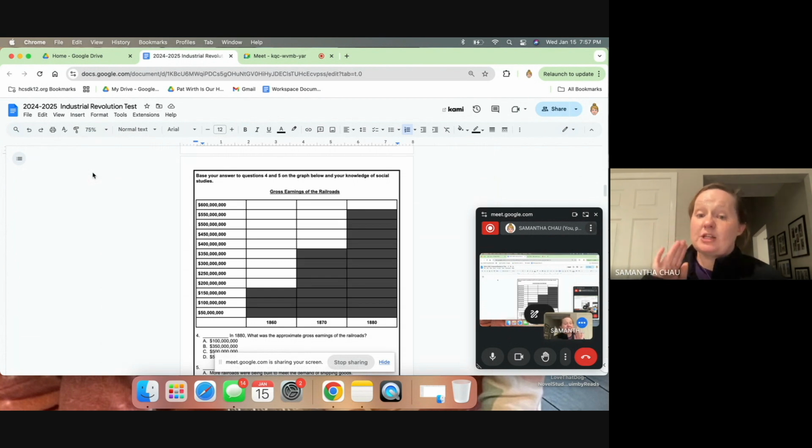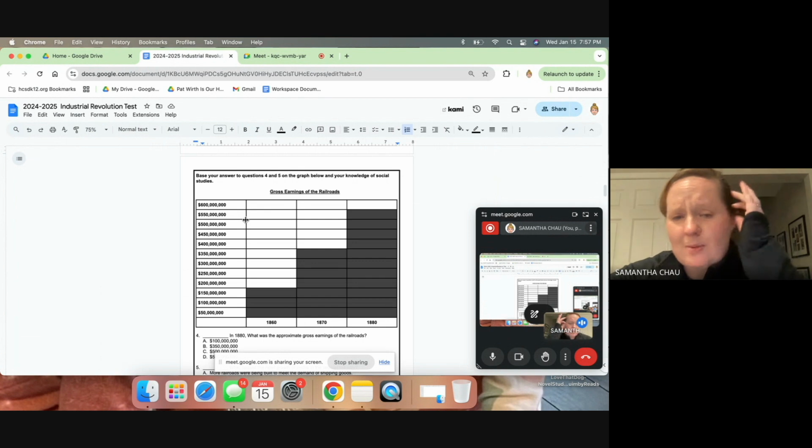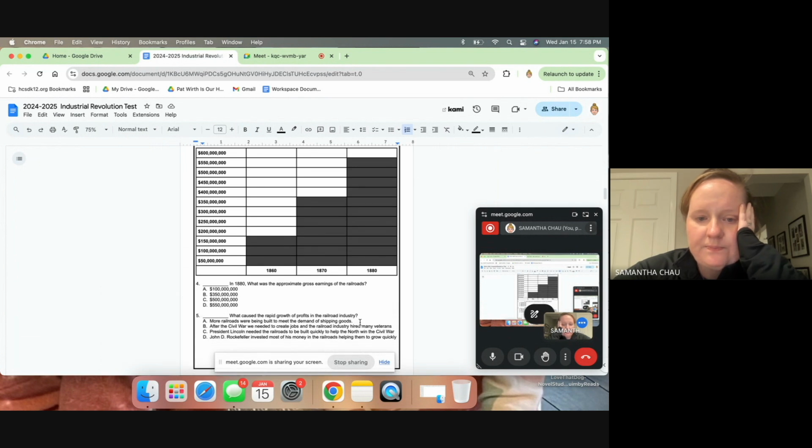Okay, so for this one, we have questions 4 and 5. Base your answers to questions 4 and 5 on the graph below and your knowledge of social studies. Our graph is the gross earnings of the railroads. We are looking at the numbers in the millions for the years 1860, 1870, and 1880. In 1880, what was the approximate gross earnings of the railroads? 100 million, 350 million, 500 million, 550 million.